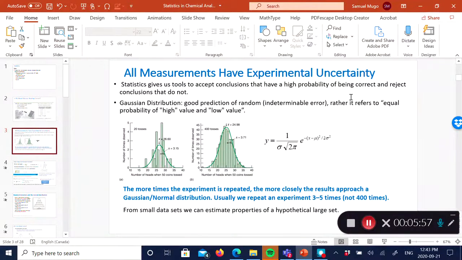So statistics gives us the tools to accept conclusions that have got a high probability of being correct. And statistics also gives us the tools to reject conclusions that are likely to be incorrect.